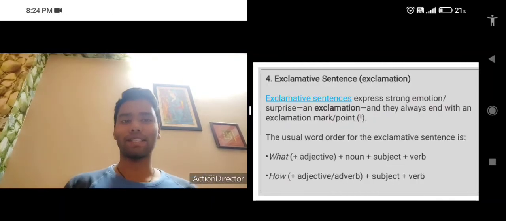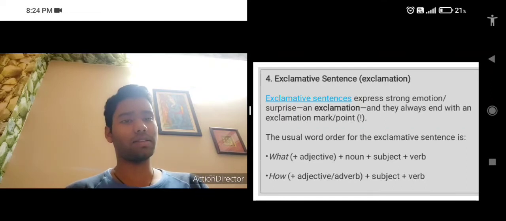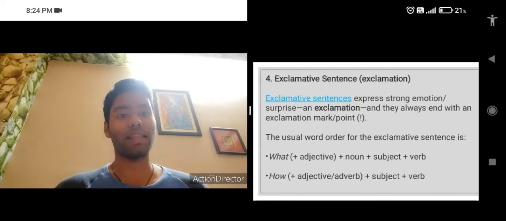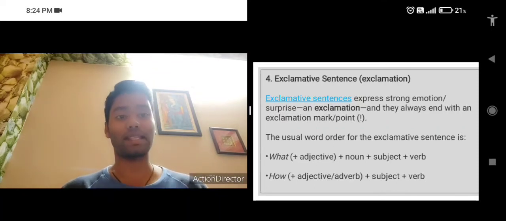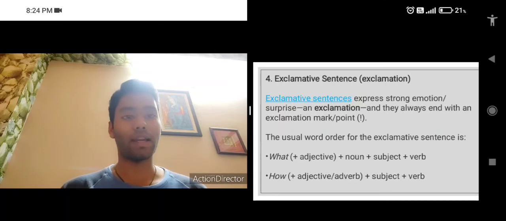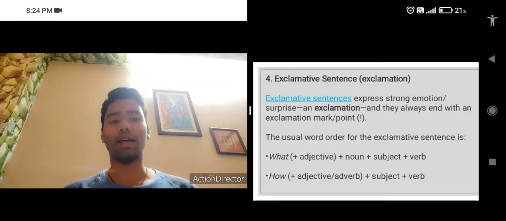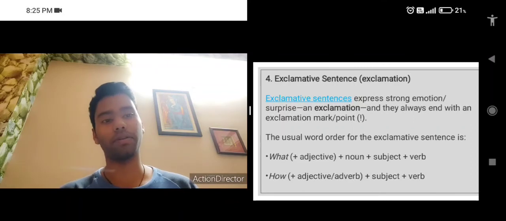Now moving on to our last type, the exclamatory sentences. These types of sentences usually express strong emotions. They surprise you. They exclaim their feelings and always end with an exclamation mark. The word order of these exclamatory sentences is what, followed by adjective, followed by noun, subject and verb. The other form of these sentences would be how, followed by adjective or adverb, then subject and verb.